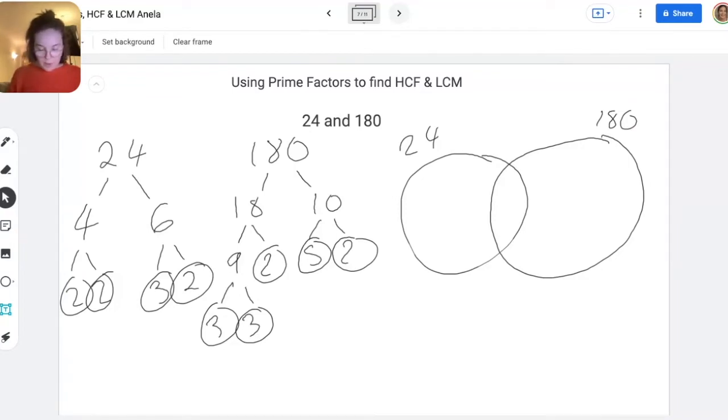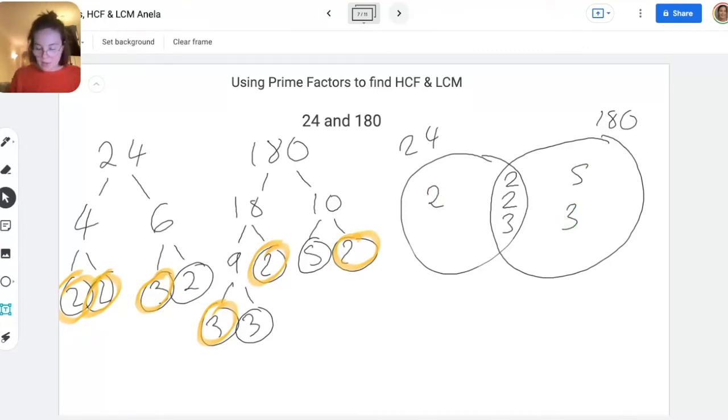So 24 has 1, 2 there and another 2 there and 1, 2 there and another 2 there. And they've both got 2 3s in common. So we put them in the middle. So we've got 2, 2 and a 3. So just to note, it also matters how many times it occurs as well. So because we've got 2 lots of 2s in both, they also go in the middle. And then we're going to write the rest in the 24. So we've only got a 2 left there and a 5 and a 3 on that side.